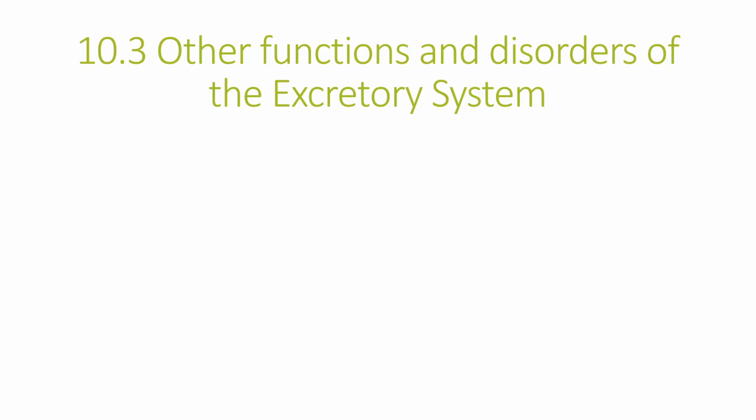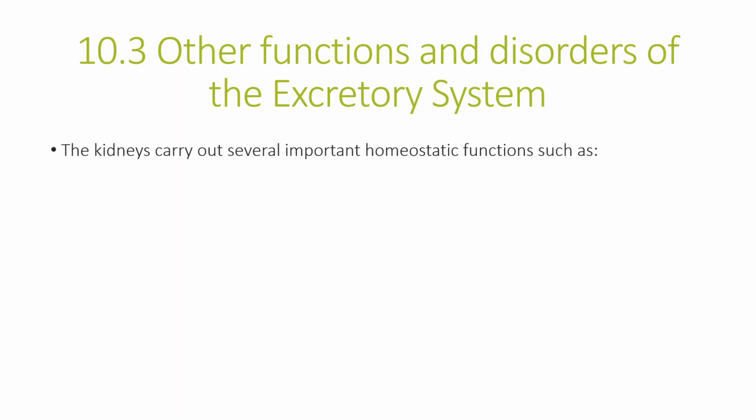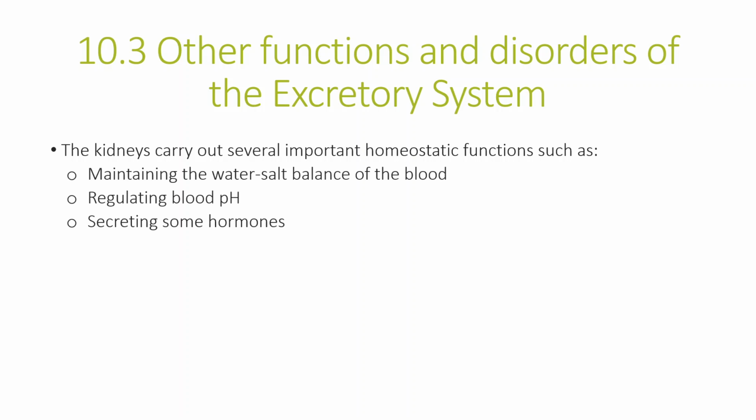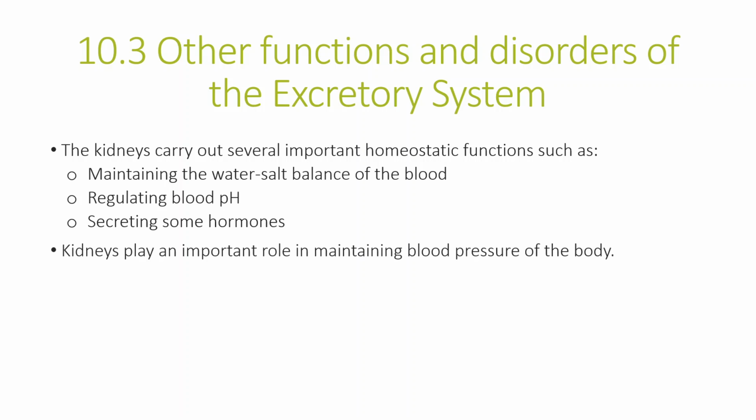So as I said, in Section 3 we're going to focus on other functions and disorders of the excretory system. Remember how we learned in Section 1 that the kidneys don't only filter waste from the blood, but also carry out several other important homeostatic functions, including maintaining the water-salt balance of the blood, regulating blood pH, and secreting some hormones. The kidney also plays an important role in maintaining blood pressure and can be damaged if blood pressure is too high.